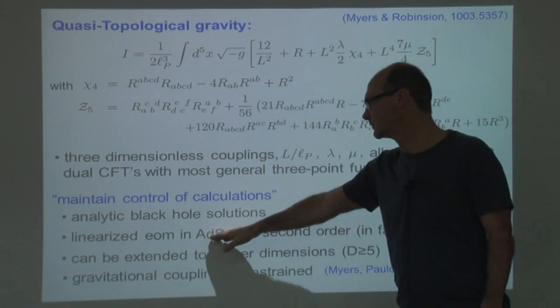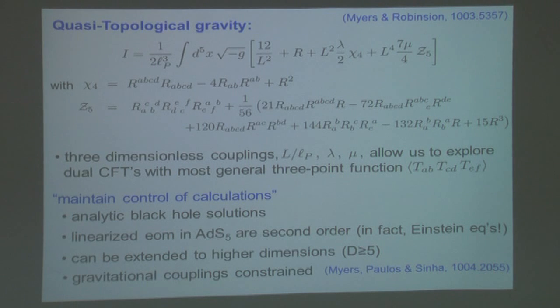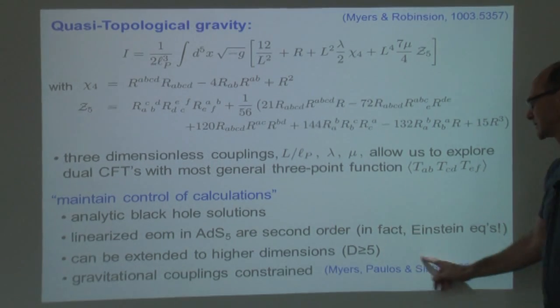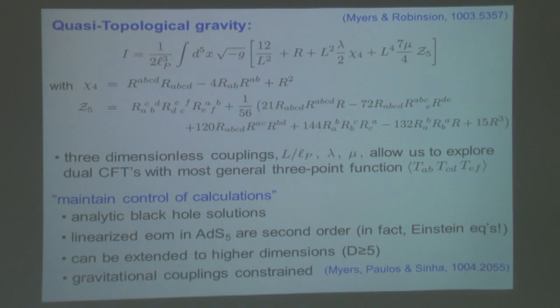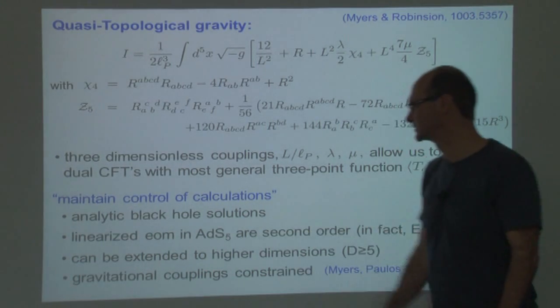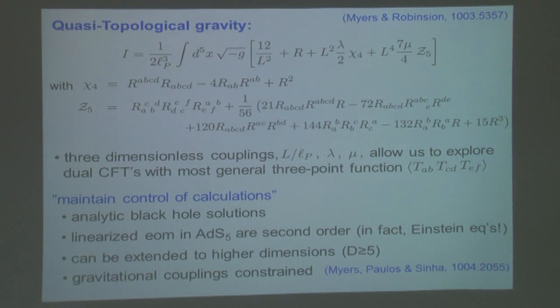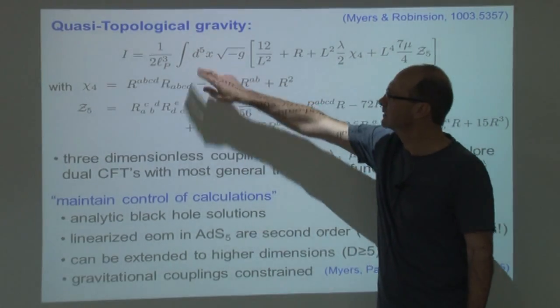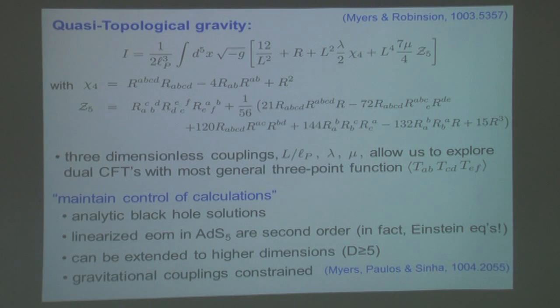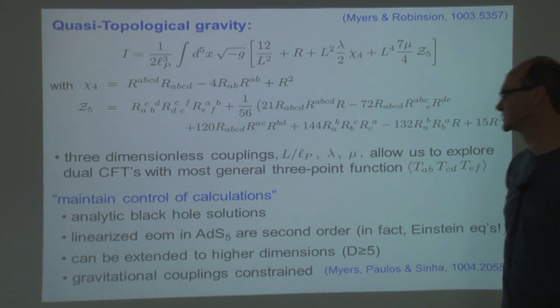If I think about the linearized gravitational equations of motion, even though I have this complicated curvature cubed, curvature squared, the equations of motion are second order. In fact, up to some overall coefficient, they correspond to just being the Einstein equations. Again, that's the linearized equations. But that makes life easy. It means a lot of the calculations that one does with Einstein gravity you get to do over again basically for free, just keeping track of some extra constants. Another comment is I wrote this down for D equals 5, a 5-dimensional bulk and 4-dimensional boundary, but you can extend this to higher dimensions as well.